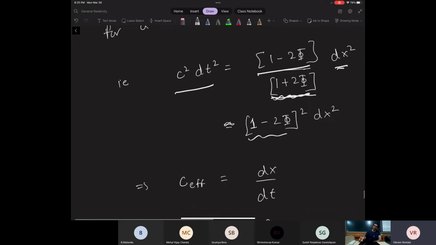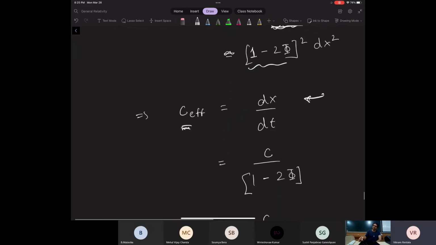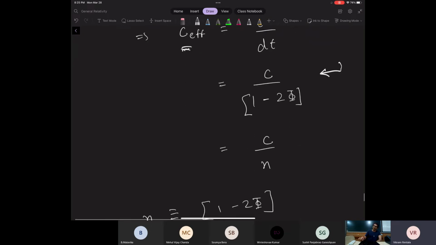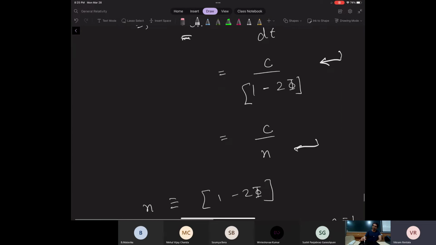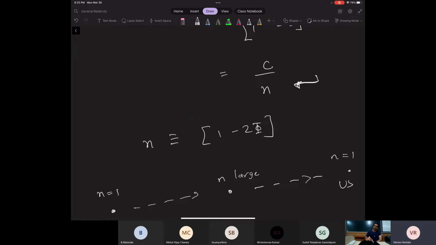And now what I can do is I can say the effective speed that a light particle has is dx by dt. What is dx by dt? Well, it's just going to be c divided by 1 minus 2 phi. So what this means is if I interpret this 1 minus 2 phi now as a refractive index n, it's as if the light particle, as it moves through a gravitational field, has a refractive index and it's slowing down as it moves through a gravitational field.